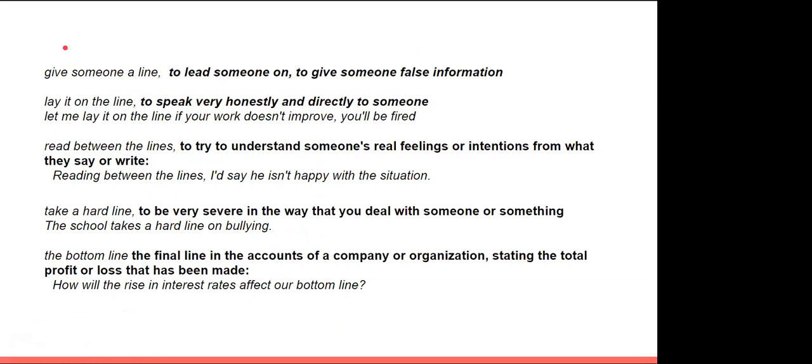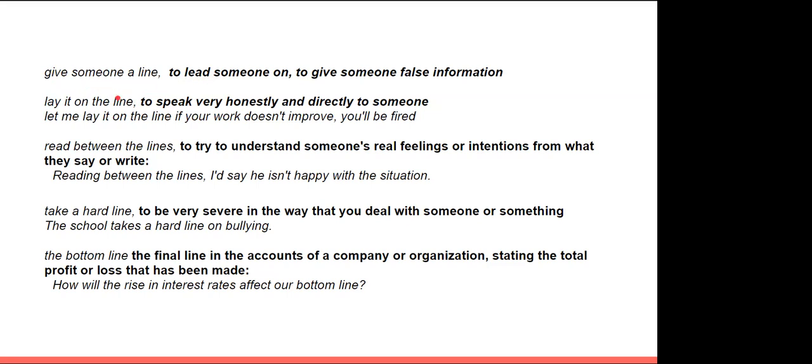And here, give someone a line means to lead someone on, to give someone false information. Can you make an example with give someone a line? Since he gave me a line, I got lost. All right, perfect. Yes.